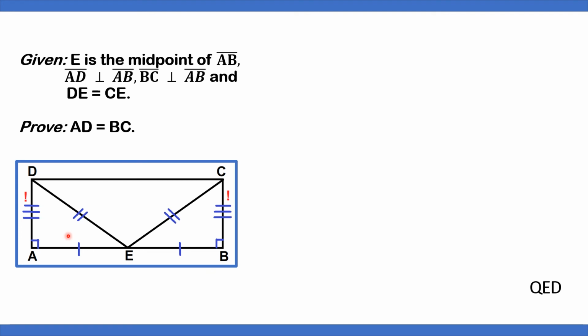Is that called the SSA theorem? Well, we do not have an SSA theorem. Instead, we have the hypotenuse leg theorem. Since these two triangles are right triangles, and notice that their hypotenuse as well as one leg are congruent, then we can say that these two triangles are congruent. And by CPCTC, AD is equal to BC.